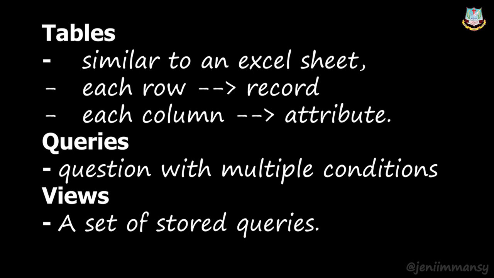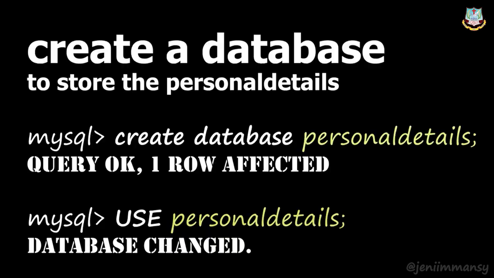First, what are the things we saw inside creating a database? Tables, queries, and views. Tables are like an Excel sheet with rows and columns. A row is a record, a column is an attribute. Queries means questioning, right? This is done to satisfy the customer's choice. Understood? And views means the previous or older questions will be stored as views.